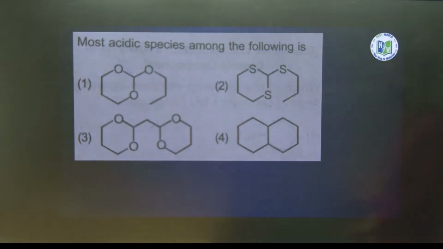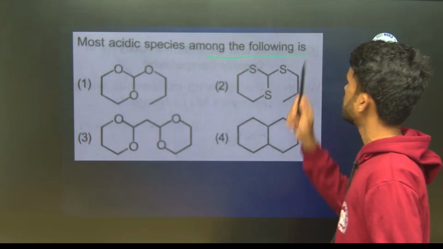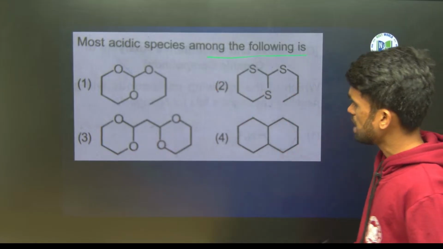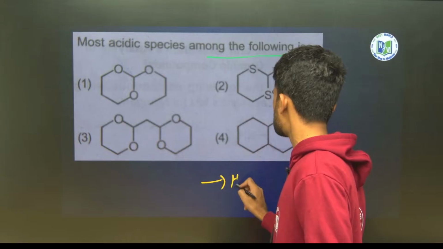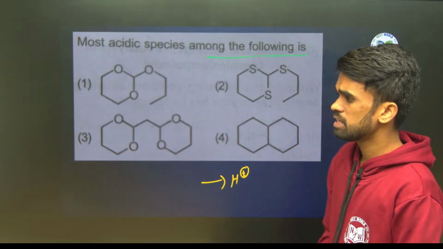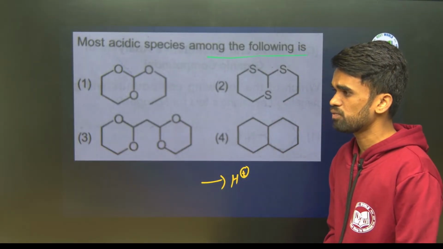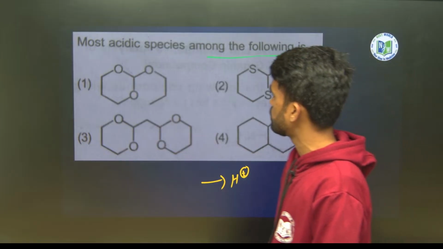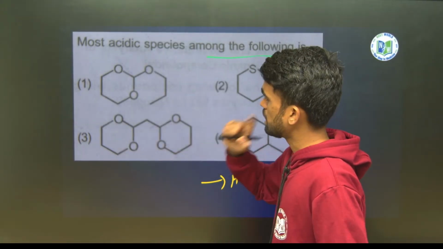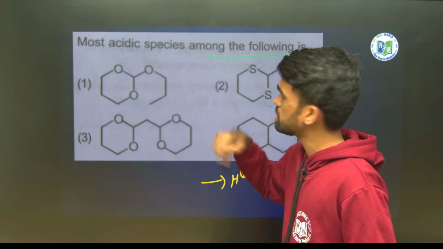Look at this: the most acidic species among the following is. So tell me, how can you say? Acidic species means that it should liberate H plus ion. Right now, generally this is how we are considering the acidic nature of compounds. Now look at the compounds given. If they give H plus ion, which one is the most acidic hydrogen in the given compounds?